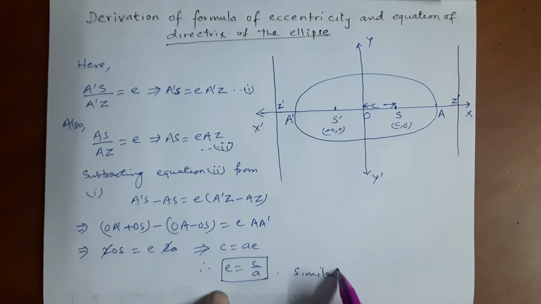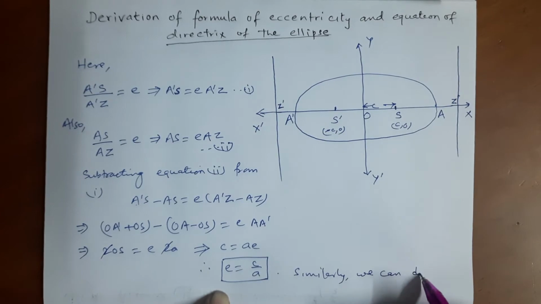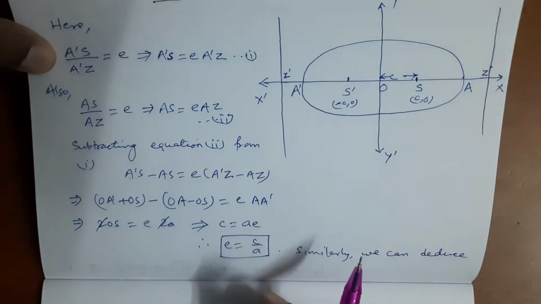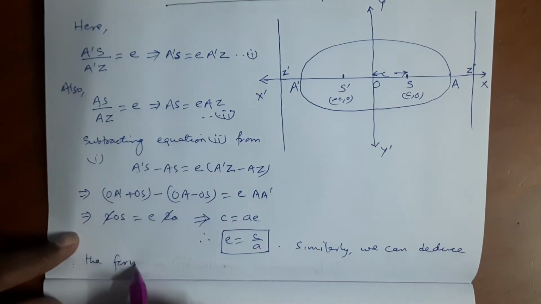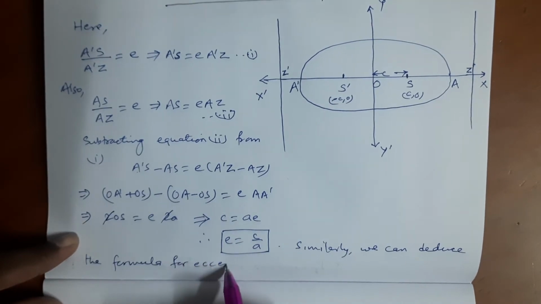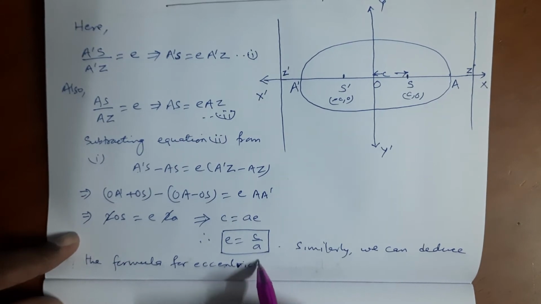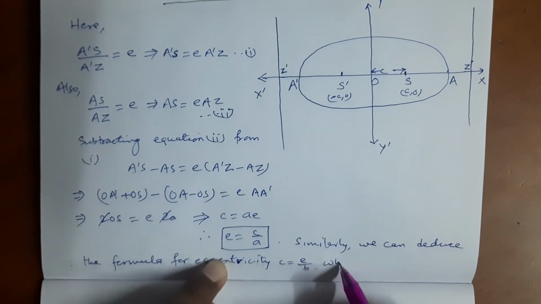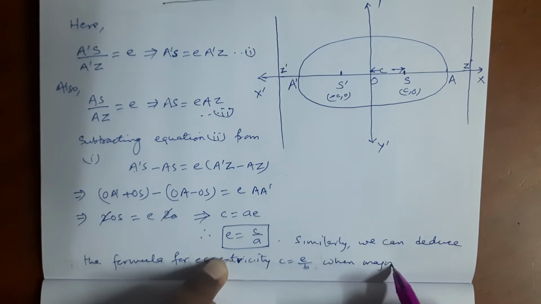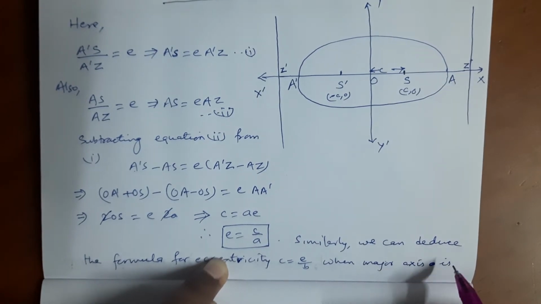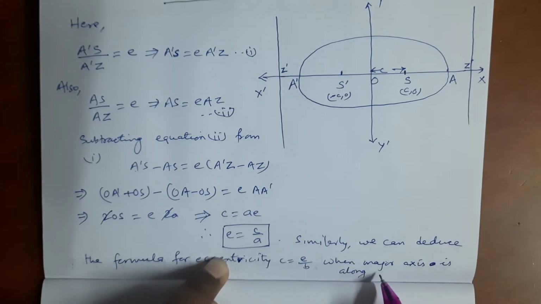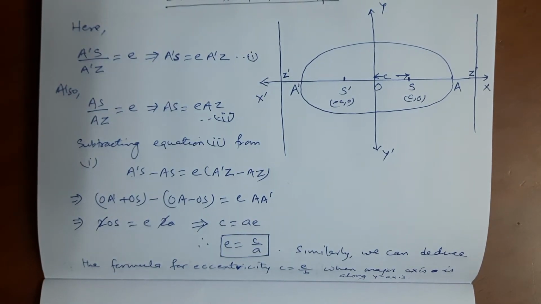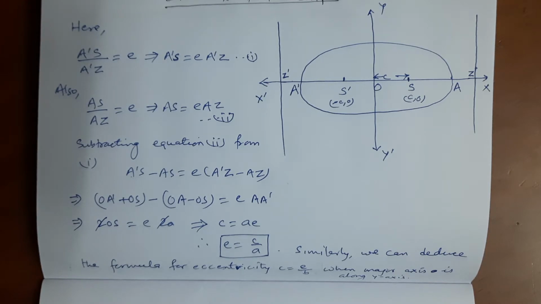Similarly, we can deduce the formula for eccentricity, E equals C over B, when the major axis is along the y-axis. In this way we can reach the formula for eccentricity when the major axis is along the y-axis.